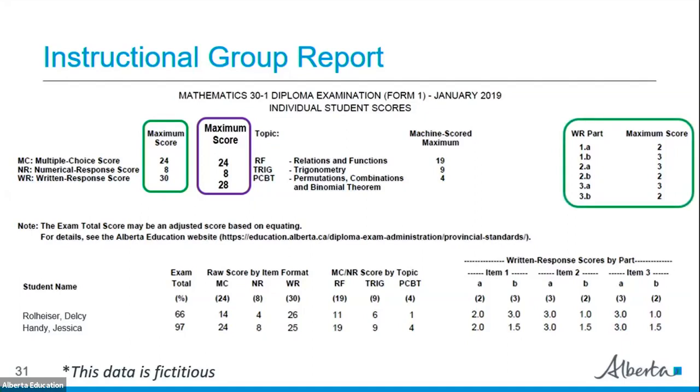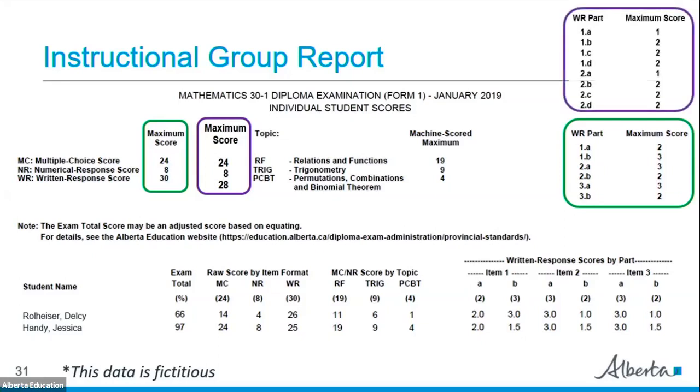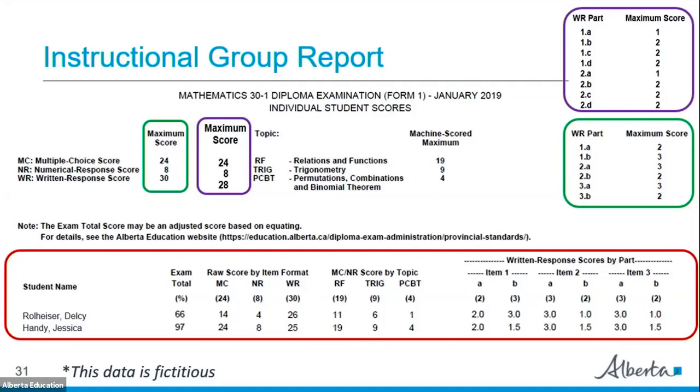The top right of this table contains a legend and a breakdown of the maximum scores for each WR part of the exam. So that will change for Math 30-1, since the 2-part and 3-part questions will change and alternate. So question dependent. Whereas Math 30-2, it will always be 1, 2, 2, 2. And then the bottom half of this table contains the individual student breakdown by item format, and then by topic, and then of course by each part of the written response question. So you'll see that result for every student in your class.